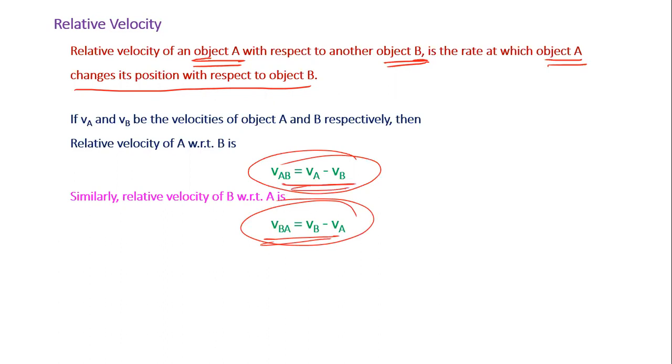So when we are talking about object A and object B, if they are moving with the same speed in the same direction, then the relative velocity of object A with respect to B, or B with respect to A, is 0.